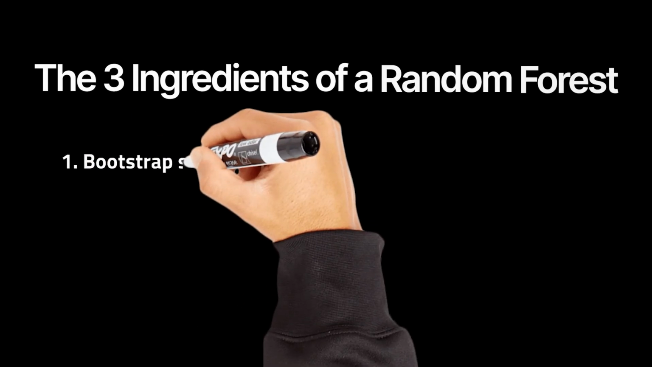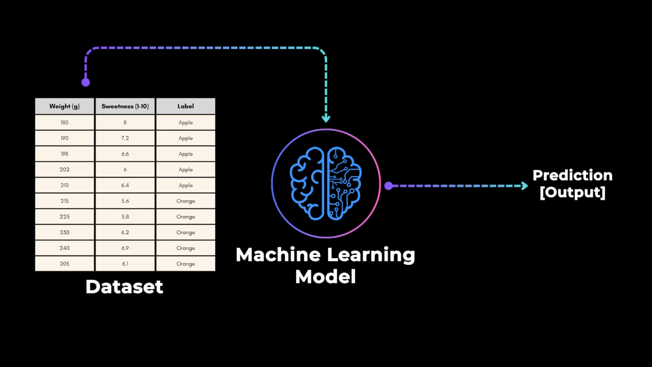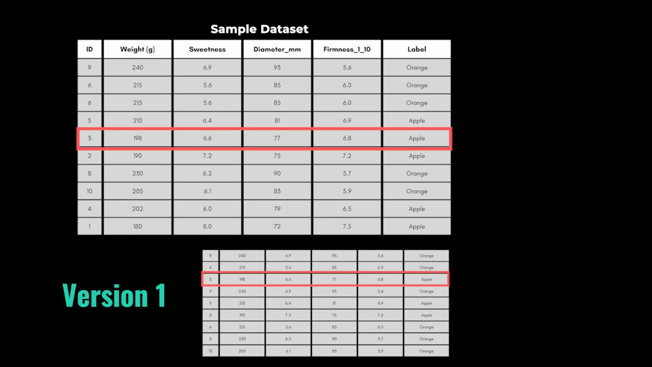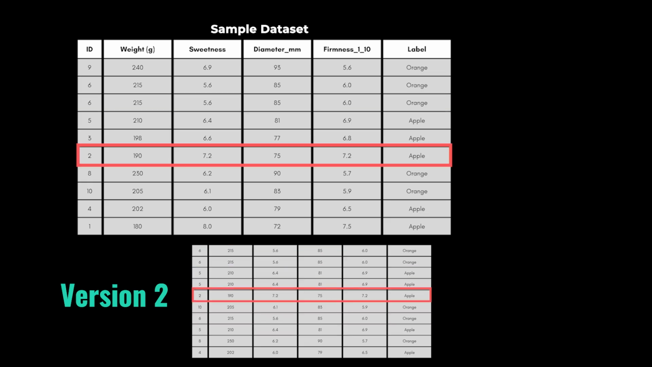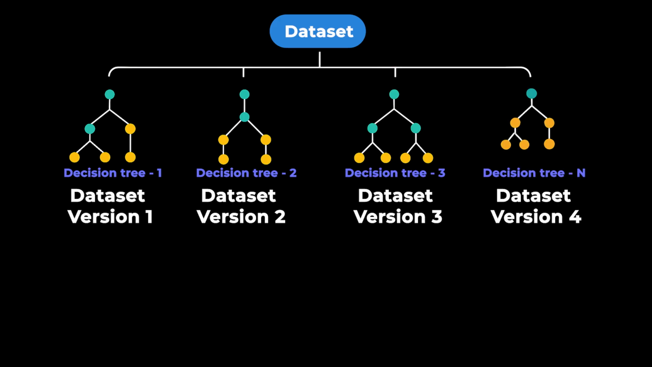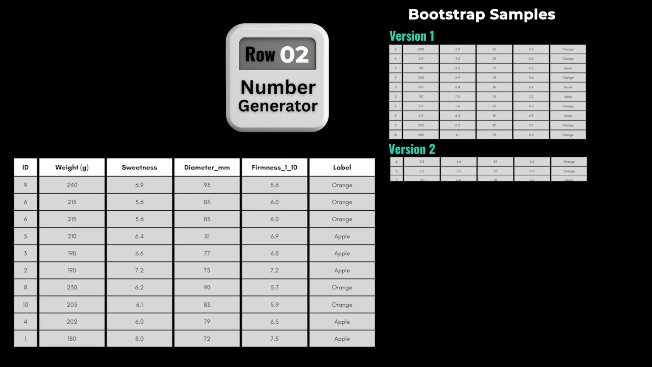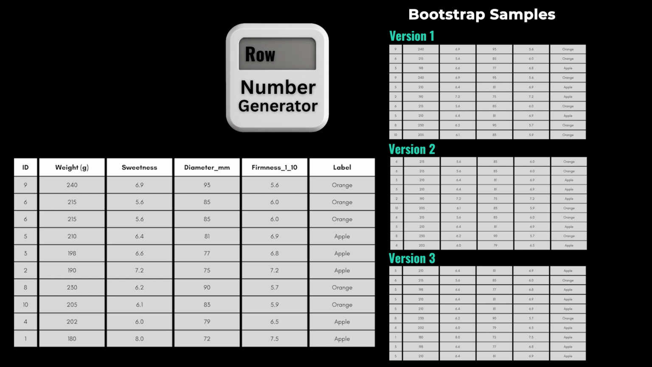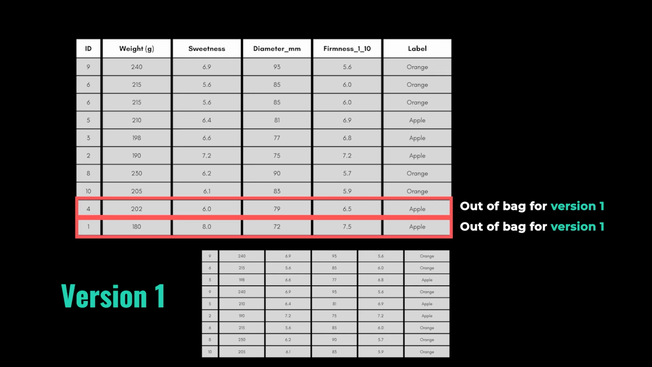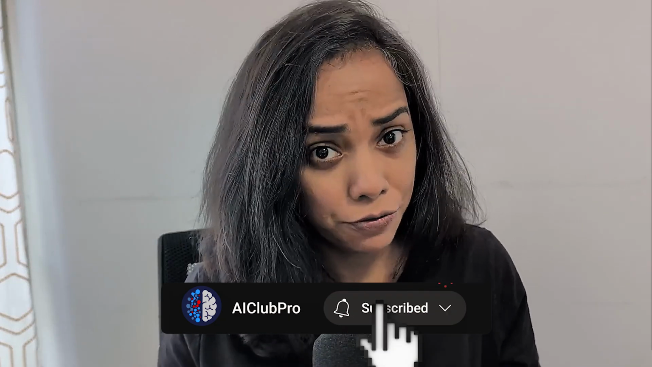Ingredient number one is Bootstrap sampling. Normally, you'd give the whole data set to the model. In a random forest, we give each tree a random slice of the data. We do this by sampling with replacement. Imagine reaching into a bag of data, pulling out a row, copying it, and putting it back. You do this until you have a full sample. This means that some rows get repeated and some rows are left out entirely. Because every tree sees a slightly different view of the world, every tree grows differently.